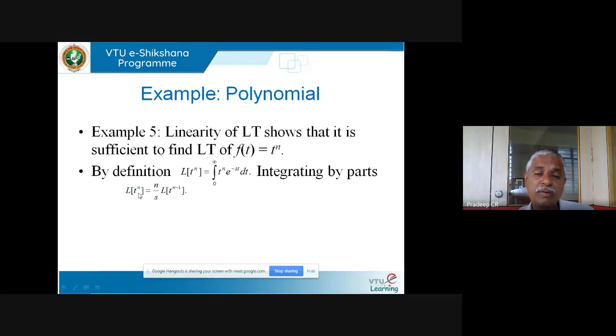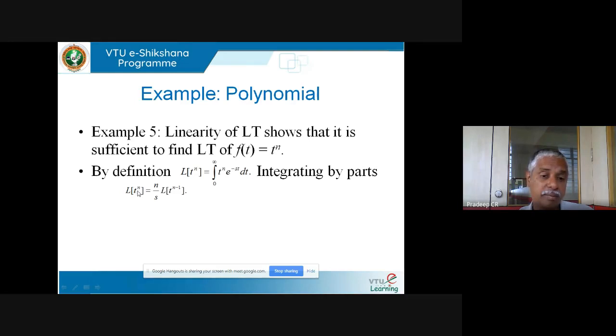If I want to know L of t cube, I need to know L of t square. If I want L of t square, I need L of t. If I want L of t, I need L of 1. But L of 1 I already found. So I know L of t. You put n equal to 1 in this, you will get L of t is equal to 1 by s into L of t to the power of 1 minus 1, which is t power 0, which is 1. So L of 1 I have found already, 1 by s. So I'll get 1 by s square as L of t. I hope this process is clear.